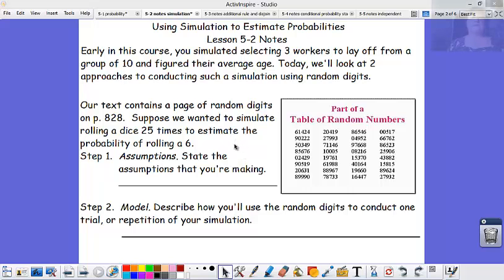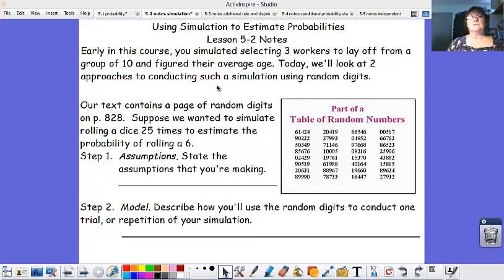Hi, we're in lesson 5.2 today, and you can see from the title that we're going to talk about using simulation to estimate probabilities. Folks, a simulation is just putting mathematics to work for you to model a real life situation without having to actually do the real life situation. You make up some kind of a plan that will let you mimic what happens in real life.